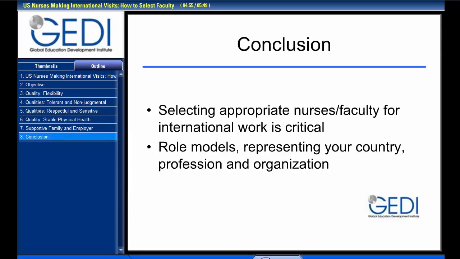So in concluding, in order to get the greatest effort out of your collaborative partnership, it's important to select appropriate nurses and faculty for international work, and that these individuals who are selected are role models, remembering, again, that they represent your country, your profession, and your organization, and you want them to represent it as well as possible. The same is true as you greet visitors from abroad who come to visit your country. They too will follow the same parameters and use the same selection criteria to ensure that those individuals who visit with you at a later date are those who truly represent and are role models of the profession.